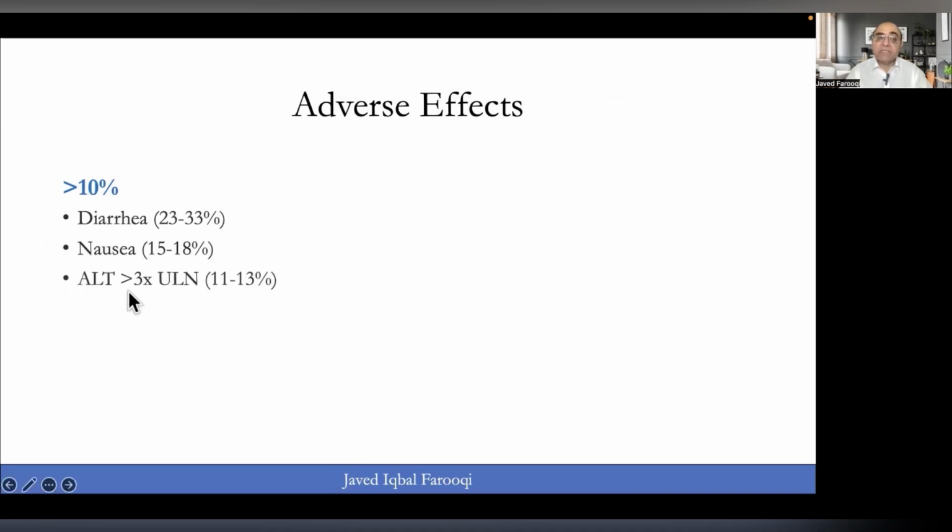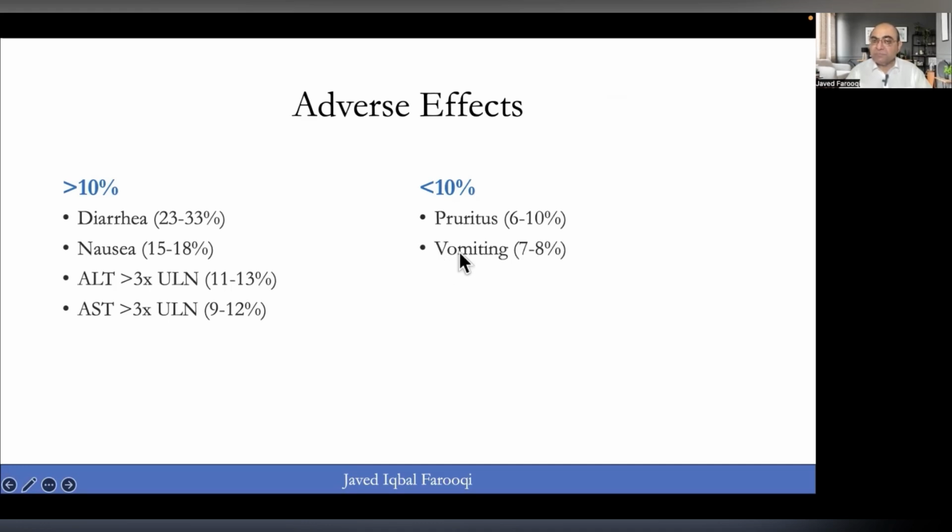Then the ALT rise more than 3 times the upper limit of normal in 11 to 13%, that is 1 out of 10. Then the AST more than 3 times, 9 to 12%. Then those adverse effects which are there, but less than 10%, and these are pruritus, in 6 to 10%. Then 7 to 8% vomiting, and constipation 5 to 8%.